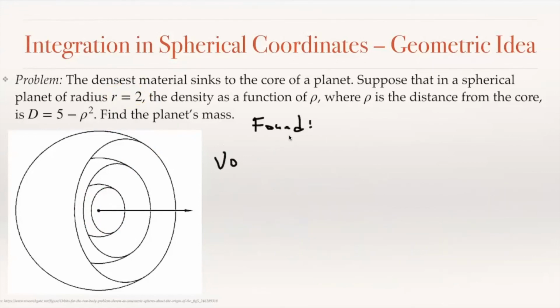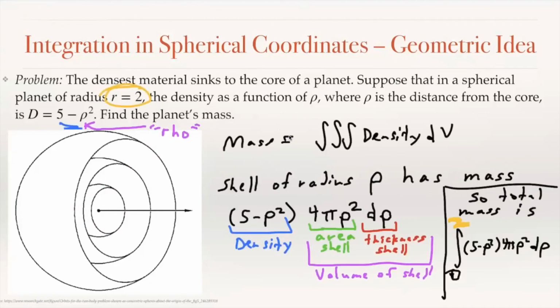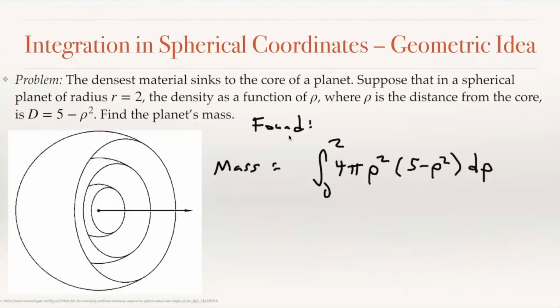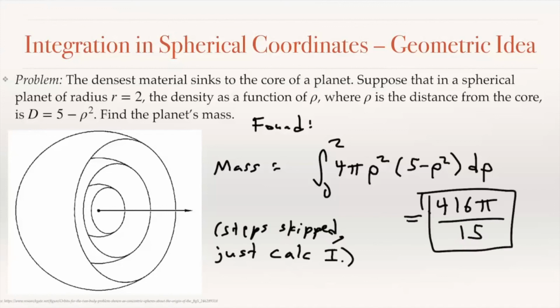Okay, so we found that the mass was the integral from 0 to 2 of this. Density times the volume of a shell, all added together between shells of radius 0 up to shells of radius 2. And that's just a calculus 1 integral. We FOIL this out, it's a polynomial. And computing that, we get 416 pi over 15. That's some steps skipped since it's just calculus 1. You FOIL out, it's a polynomial, integrate the polynomial between 0 and 2.